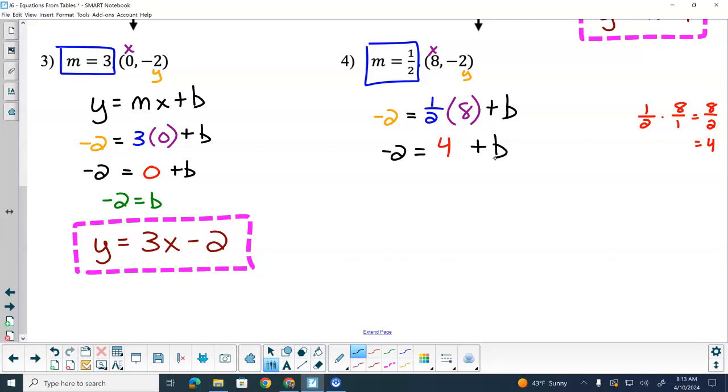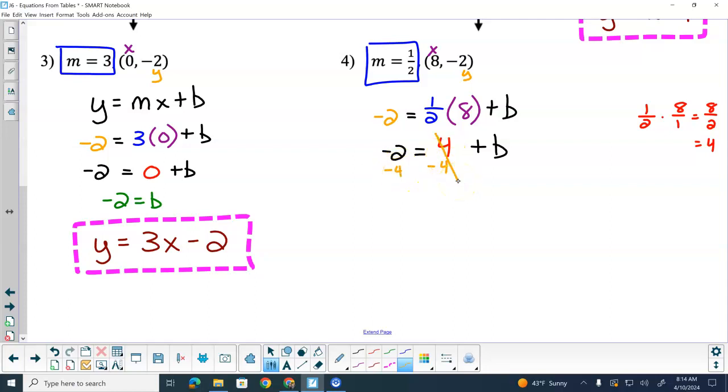So I want to get b by itself, right? So what is happening between the b and the 4? Is it adding, subtracting, multiplying? It's adding, right? And the 4 is positive, right? So we're going to subtract 4 from both sides. Is that the opposite? Yeah. Cross that out like that.